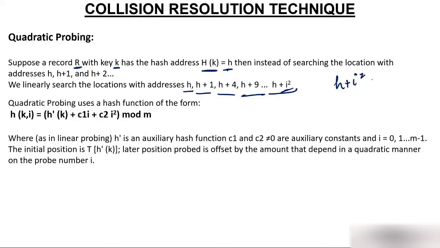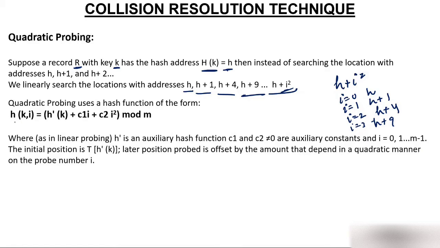When the value of i is 0, you get h. When the value of i is 1, you get h plus 1. When you put i as 2, you get h plus 4. You are not putting h plus 1, h plus 2. When you put i value 3, you get h plus 9. So this is quadratic probing. That is, you are not creating clustering. You are taking a space to store an element. Because of linear probing, your complexity was increasing, but here complexity will not increase like linear probing.